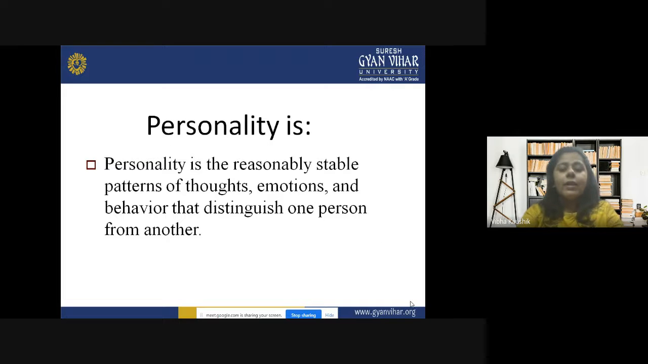Now, personality is the reasonably stable pattern of thoughts, emotions, and behavior that distinguishes one person from another. Meaning, these stable patterns of thoughts, emotions, and behavior allow us to make a distinction or difference between two individuals.